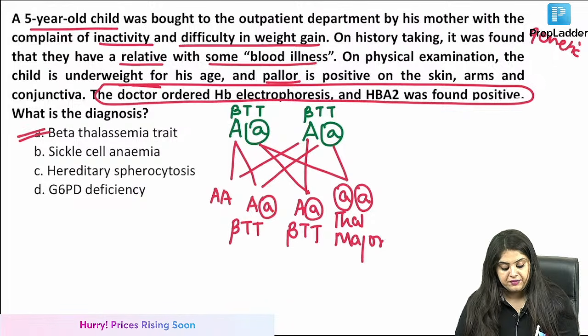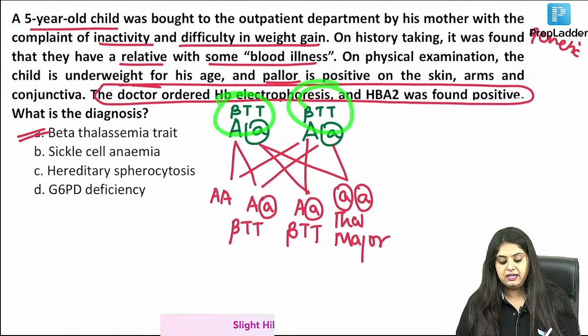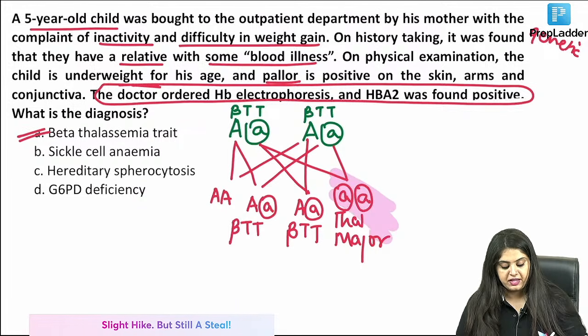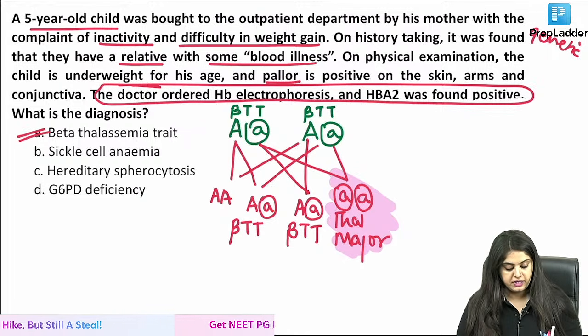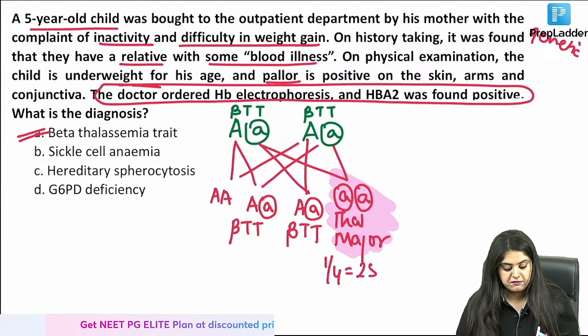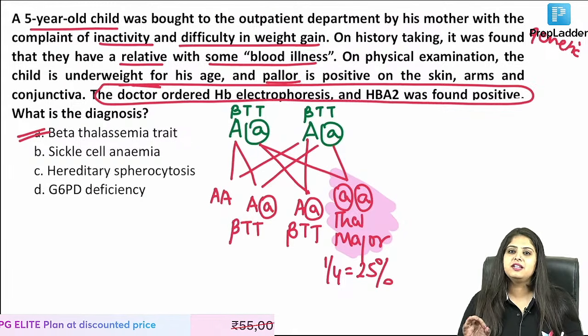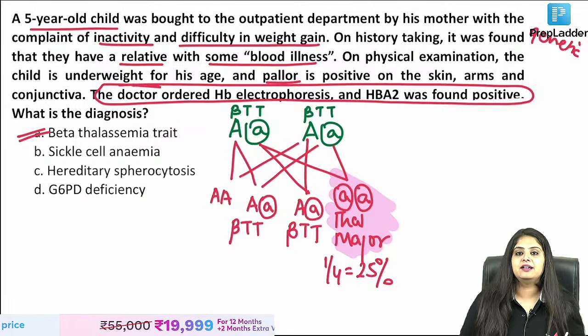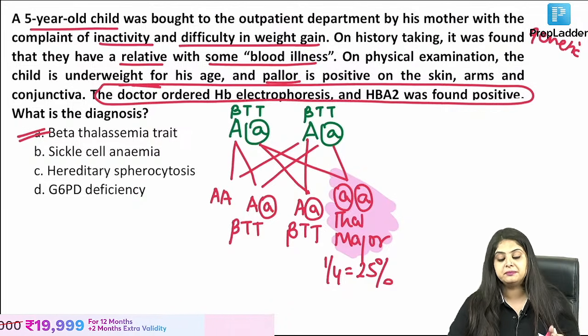Question asked is, if a thal trait ends up marrying a thal trait, what percentage of kids will have thal major? 1 out of 4. Very good. How many percentage? 25%. Patho ka maths is very simple, basic math they ask you. Anyone can do it.